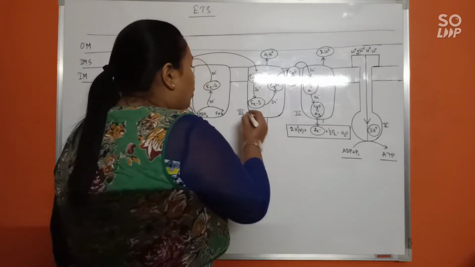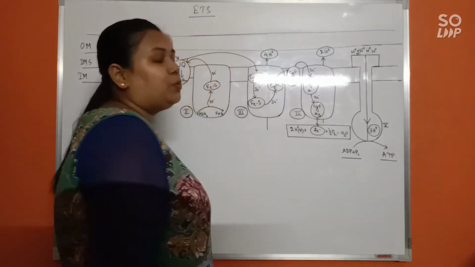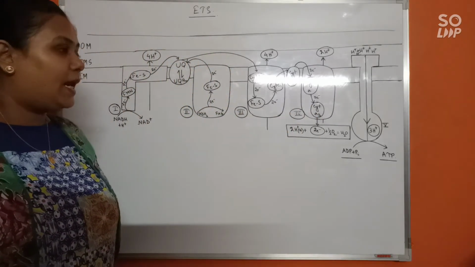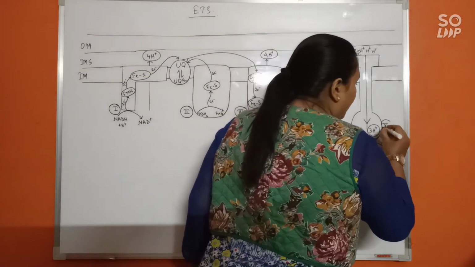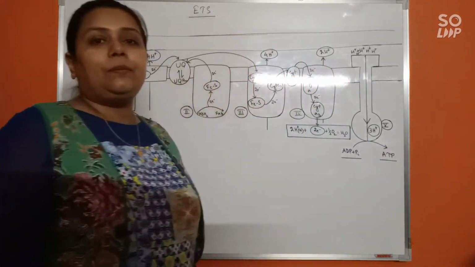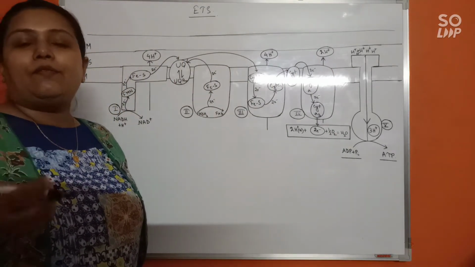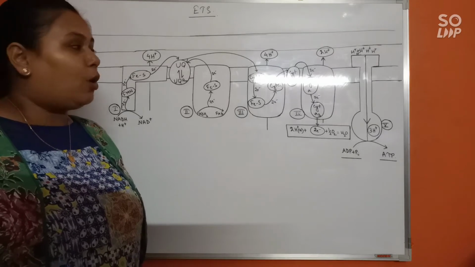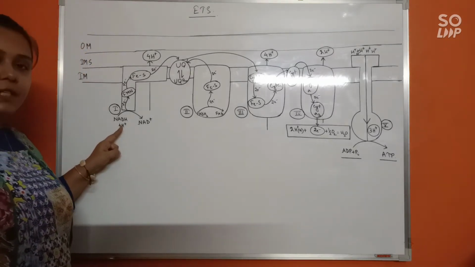Likewise, complex 4 is known as cytochrome C oxidase complex, which also consists of cytochrome A and A3. And finally, we have complex 5. Complex 5 is called ATP synthetase, or can also be called the F0, F1 subunit, also known as oxysomes. Fine. Now, we'll start with complex 1.